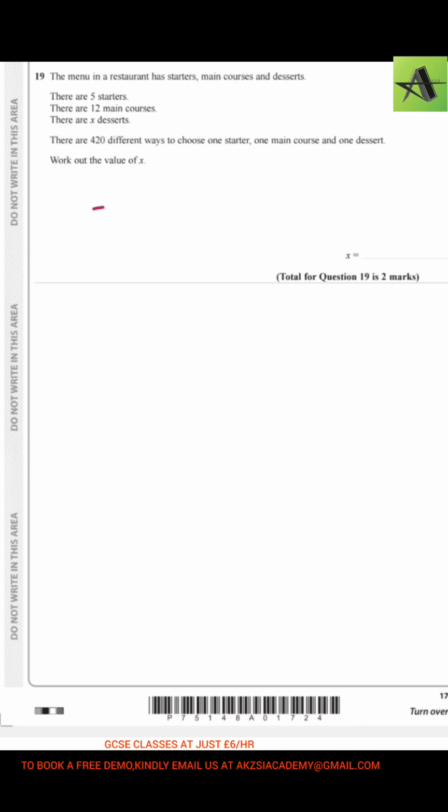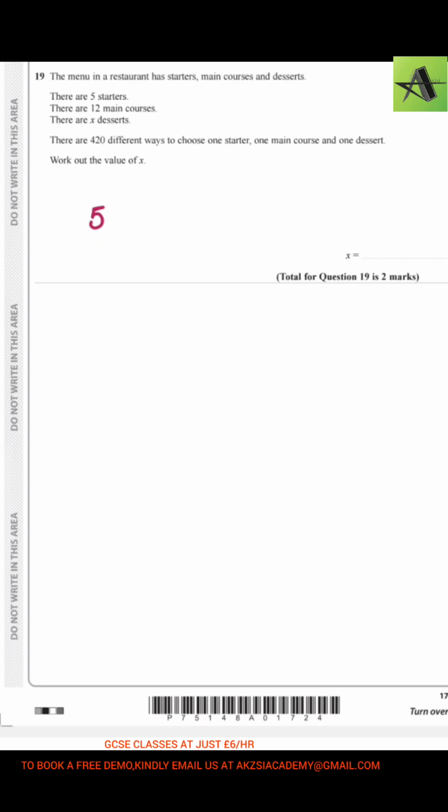So it will be 5. Obviously, if I can choose 1 starter out of 5 starters, that means I have 5 different options. And whether I'm doing probability or combination and permutation, if there is an 'and' in between, it's always multiplication. If there is an 'or' in between, it's always addition. Because we have to choose 1 starter, 1 main course and 1 dessert.